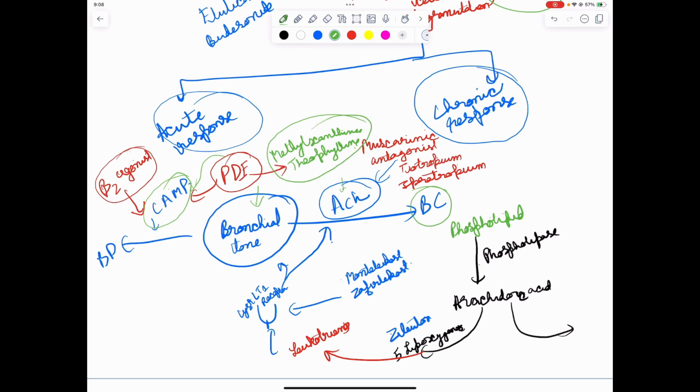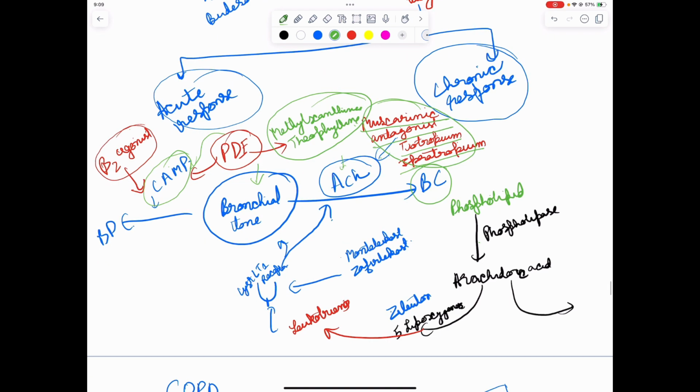Methylxanthine and theophylline will inhibit the phosphodiesterase enzyme and will potentiate the development of cyclic AMP, ultimately leading to bronchodilation. Now here, acetylcholine is acting on the bronchial muscles, so it will bring about bronchial constriction. Therefore we give muscarinic antagonists like tiotropium bromide or ipratropium bromide for asthma.